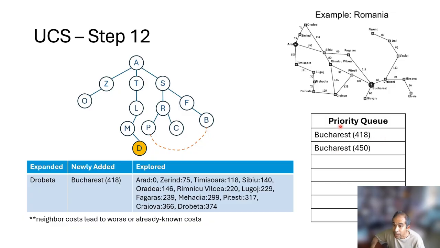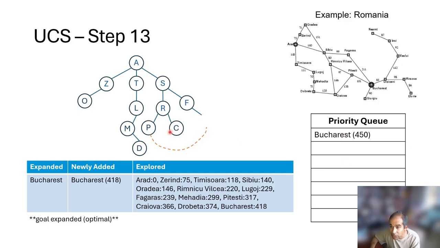Now we have the priority queue. So this newly added is newly added from the previous one. Drobeta does not add any newly added node. Okay, so the next one in the priority queue is Bucharest, which is not blue. That means it was added earlier. And then when we expand Bucharest, you see that through Pitești, that's the goal node. Okay, we reach the goal node, and that is the end of the UCS or uniform cost search. We find the goal node, we stop here, and we ignore the other path to Bucharest, which is at 450. Thank you so much.